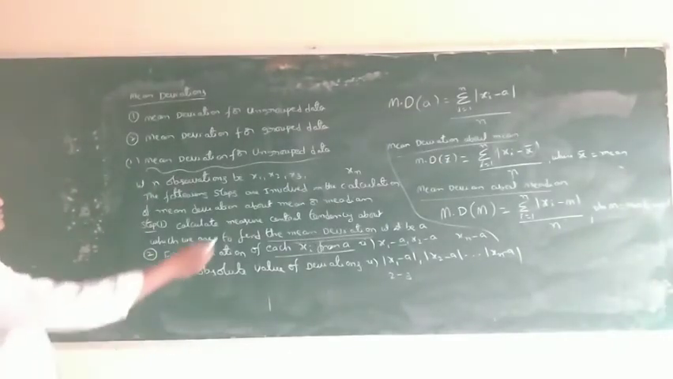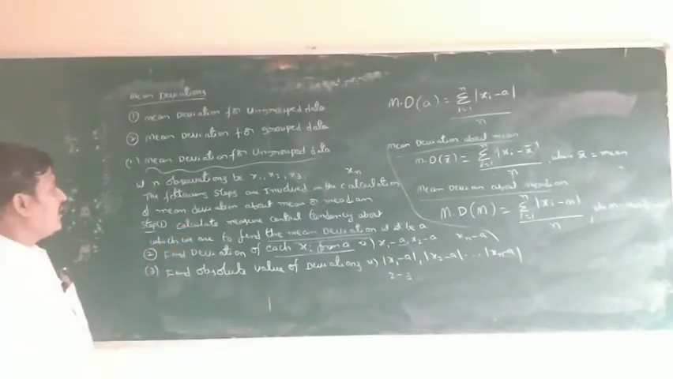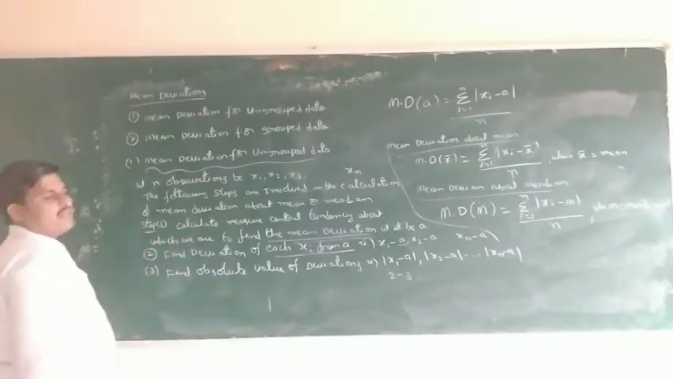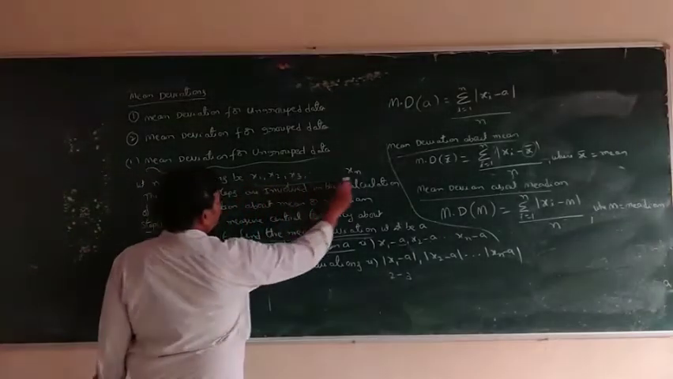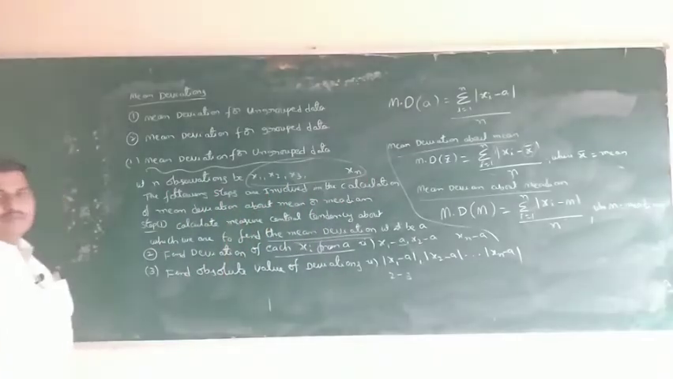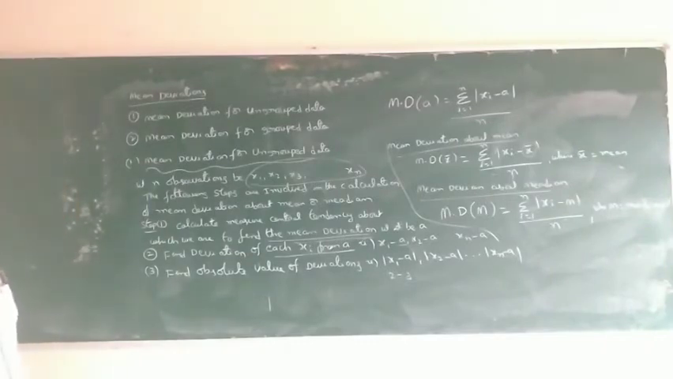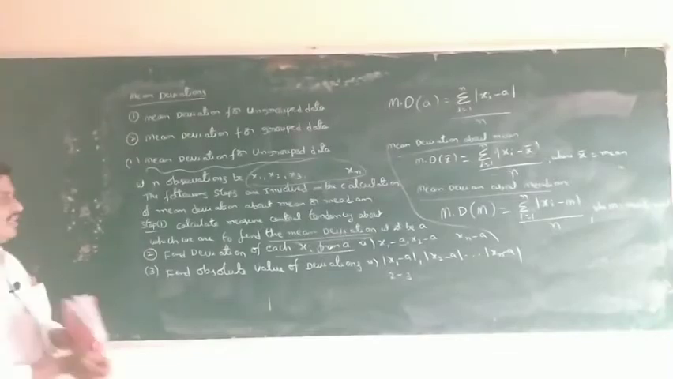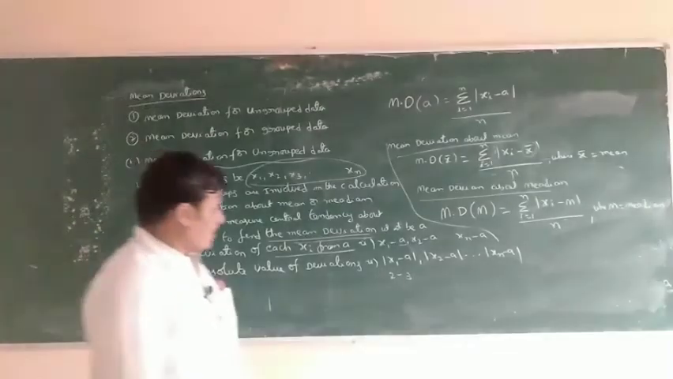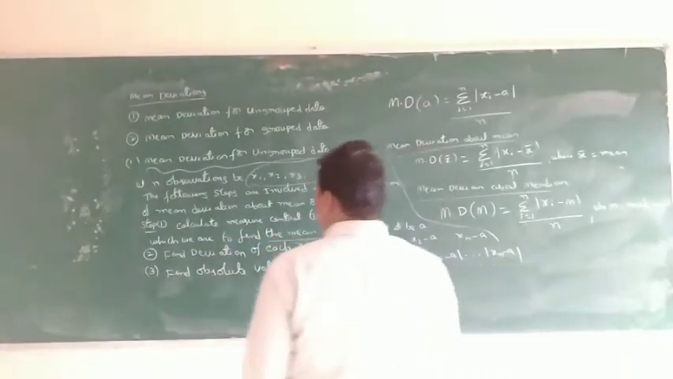This is the mean deviation about the mean. For ungrouped data, there is only a single method, with only the observations given. Simple one. Mean deviation about the median. Mean deviation about the mean, deviation about the median, single observations. Okay, clear?